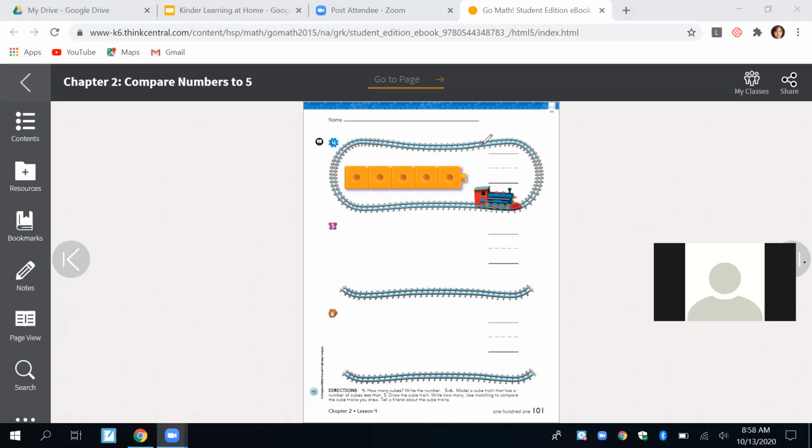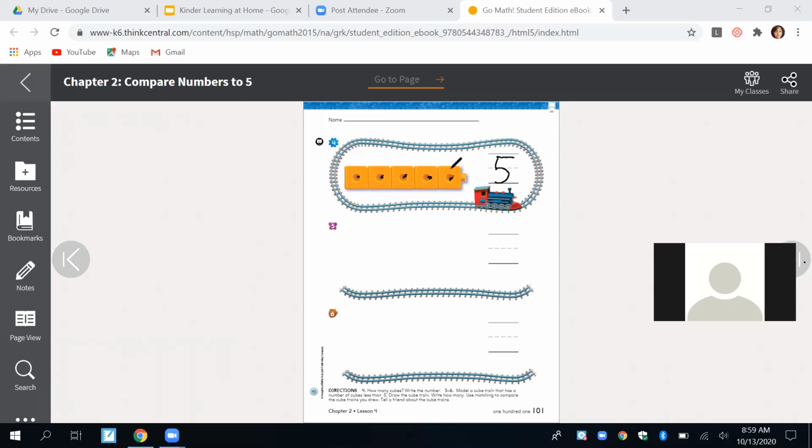Five. 5, okay. I'm gonna write the 5, but then I have to go back and count with my dot on top to make sure you are right, okay? That's just a way to make sure we're doing it right. 1, 2, 3, 4, 5. Good job, Desmond. There's 5 cubes.